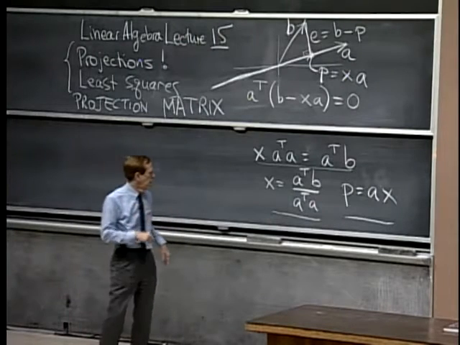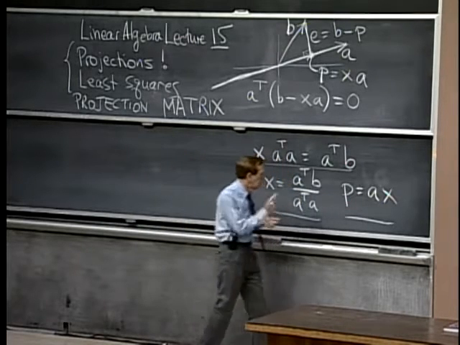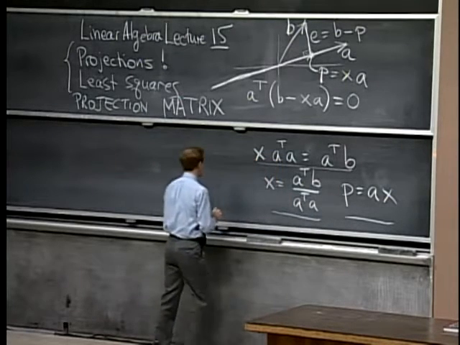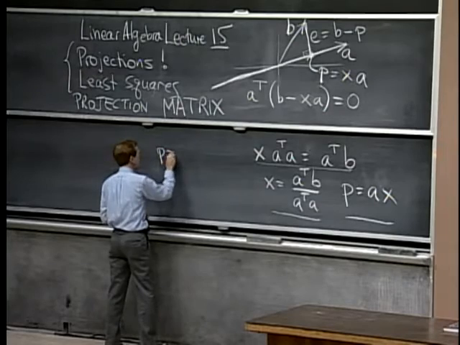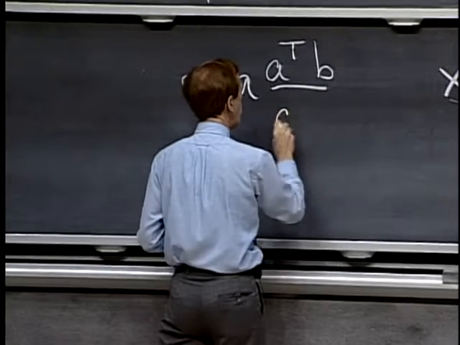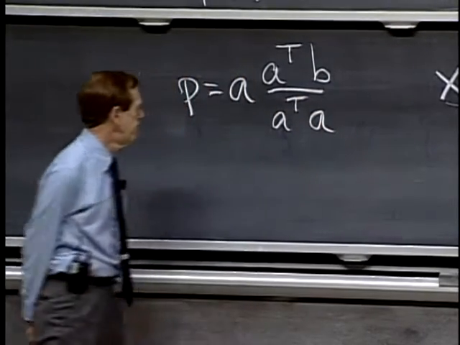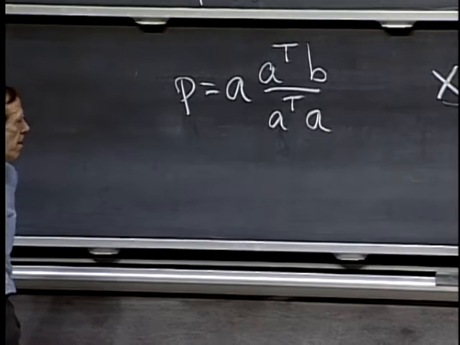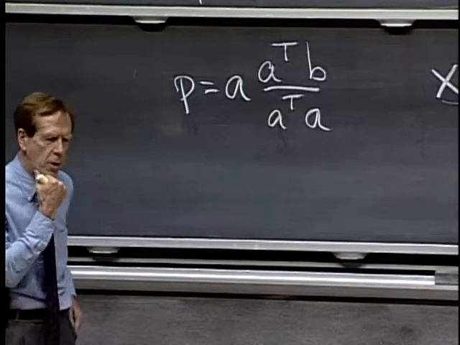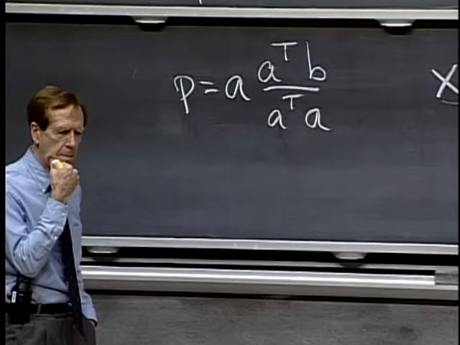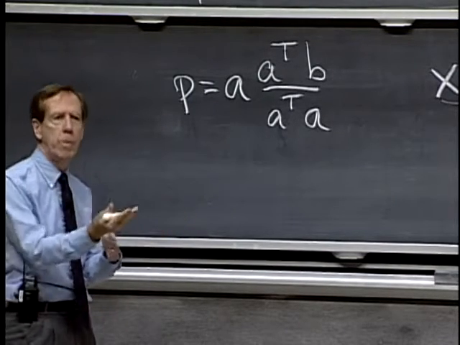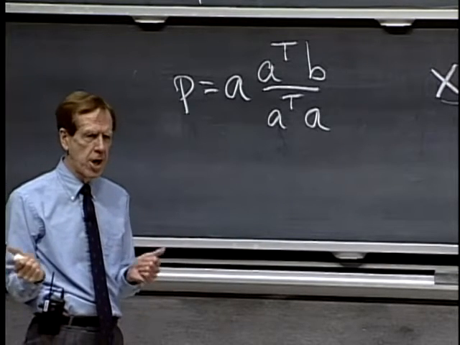Let me take this next step. So P is A times x. So can I write that then? P is A times this neat number, A transpose B over A transpose A. That's our projection. Can I ask a couple of questions about it, just while we digest that formula? Suppose B is doubled. Suppose I change B to 2B. What happens to the projection?